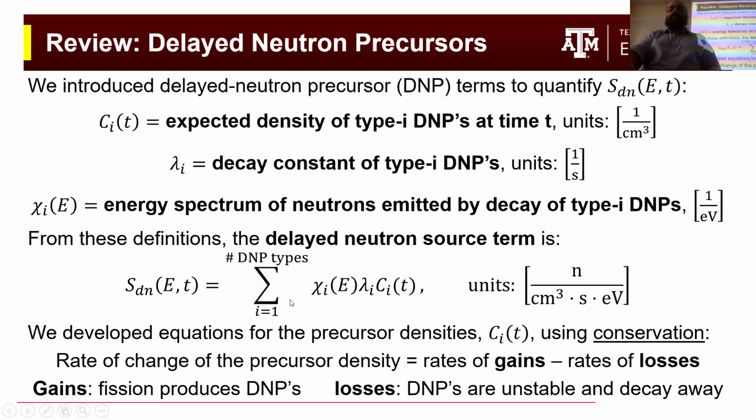And so this was the delayed neutron source term, and then we saw that it depends on these precursor densities. So we also needed an equation for the densities, and to do that, we just used conservation. We said that the rate of change of those densities is going to be equal to the rate of their gains minus the rate of their losses. These precursors get born because of fission reactions, so their gain rate is proportional to a fission reaction rate. And then delayed neutron precursors get lost because they are unstable and they will decay.